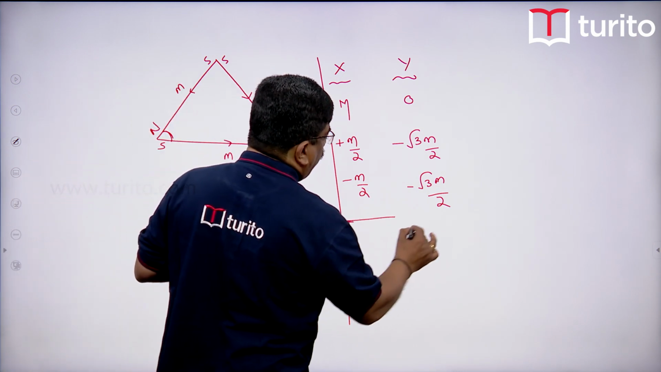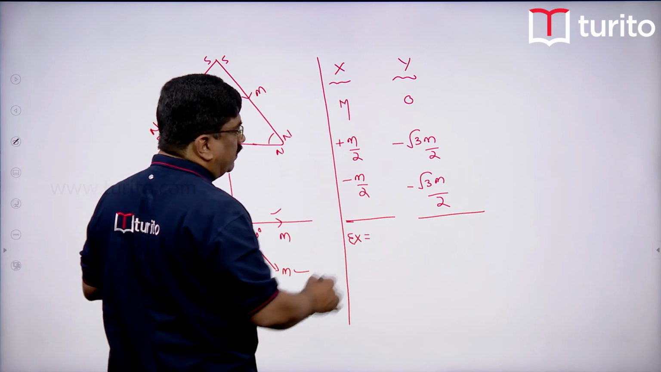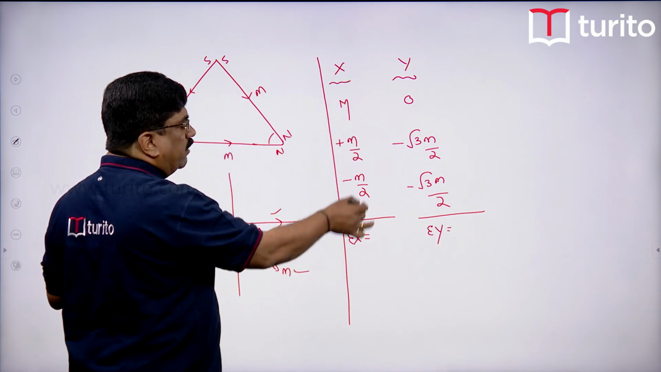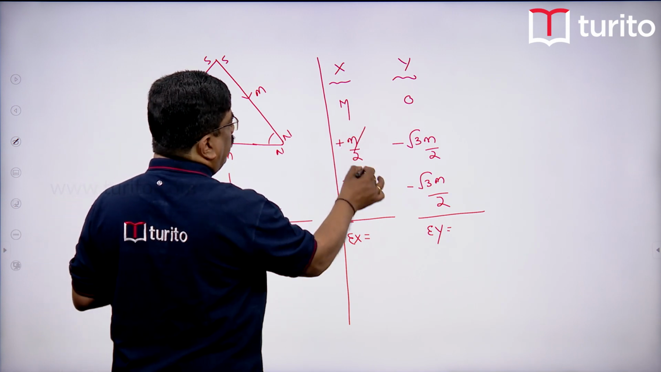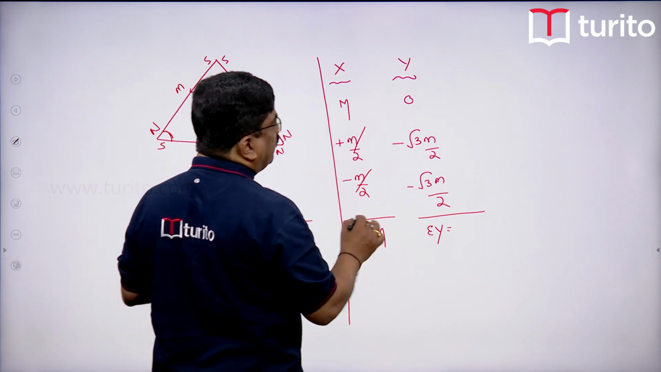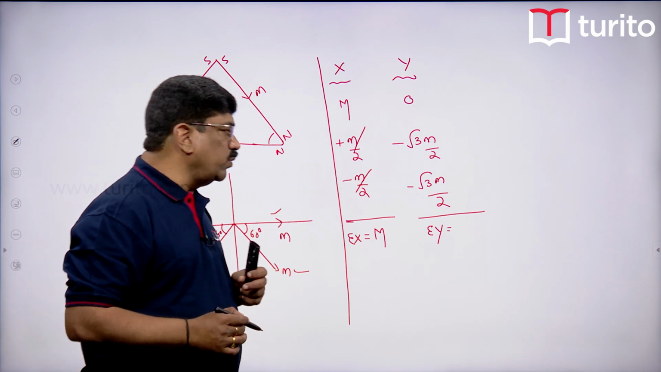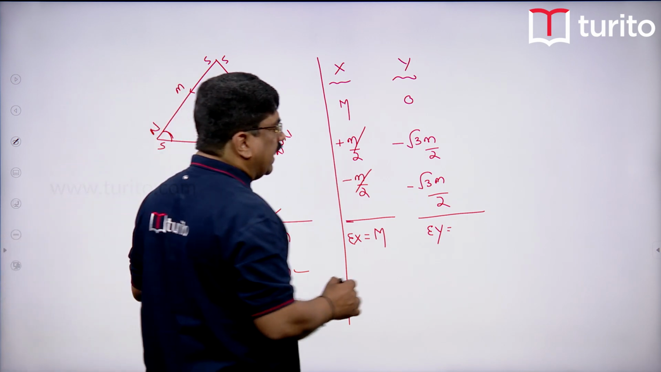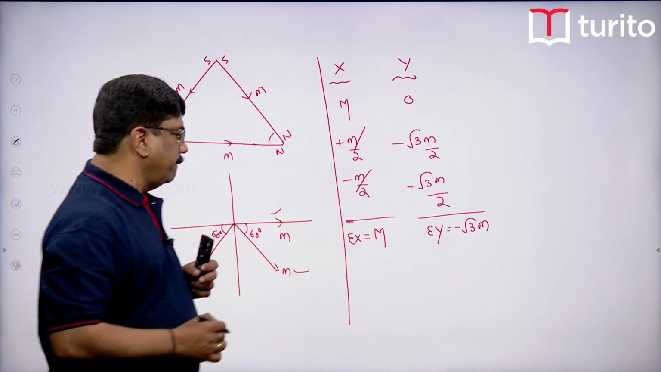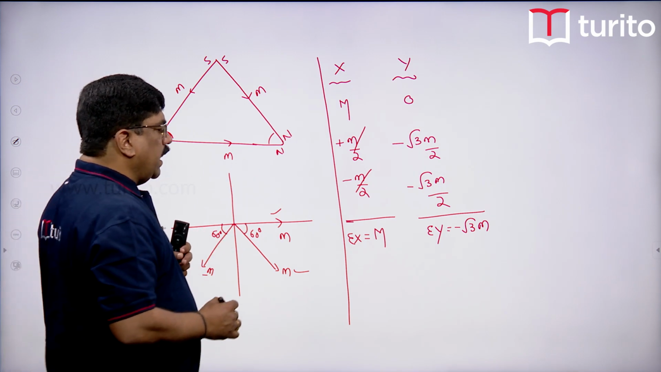So, here we have to sum up. Let the sum of the x components be sigma x and the sum of the y components be sigma y. Plus m by 2 and minus m by 2 cancel. Sigma x is m. For sigma y, this is minus root 3 m by 2 and this is minus root 3 m by 2, so the total is minus root 3 m. So, sigma x is m, sigma y is minus root 3 m, and we have to calculate the resultant.